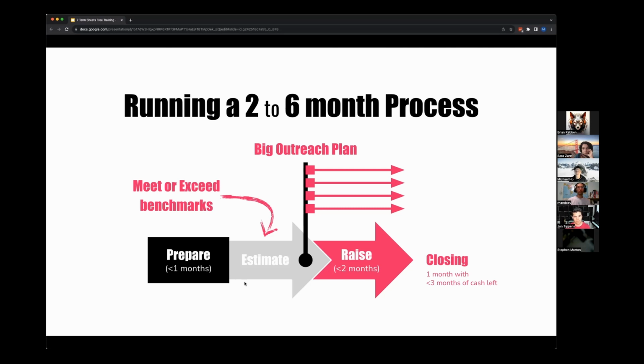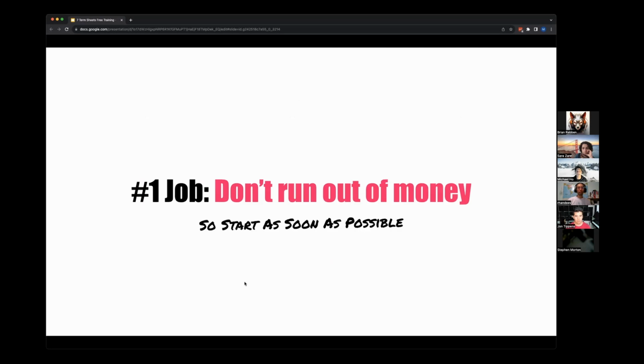And ideally you have 3 months of cash left on the balance sheet. Otherwise you're getting really close to the wire. And if anything slips, or if the VCs want to play any games with you, you're into some dangerous territory. So you want to be careful with that. As a founder, you have one job. Don't run out of money.